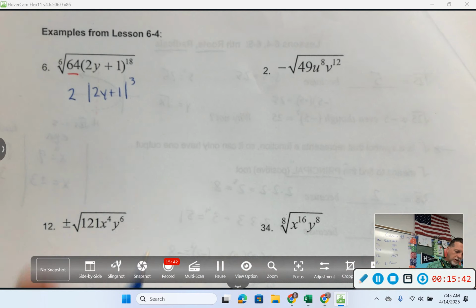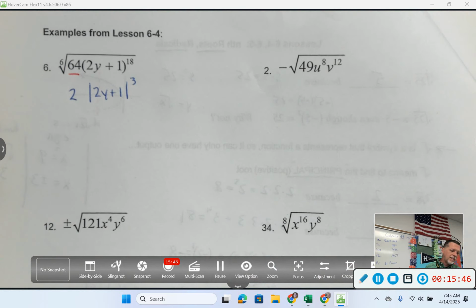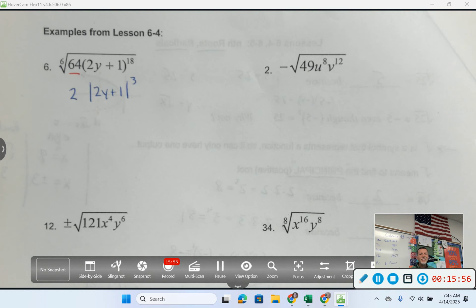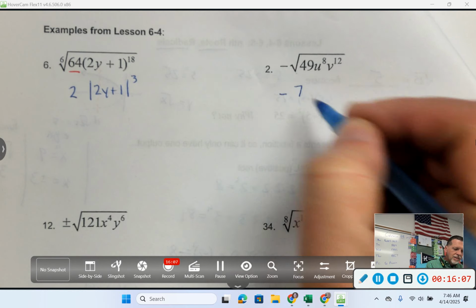Number 2, I don't know why these are randomly numbered here. Number 2, that negative out front, what's that do to our problem? Nothing. It's already out front, so I don't really have to worry about it. It's just going to stay there. Don't lose it, but it doesn't do anything for my problem. Square root of 49 is 7.